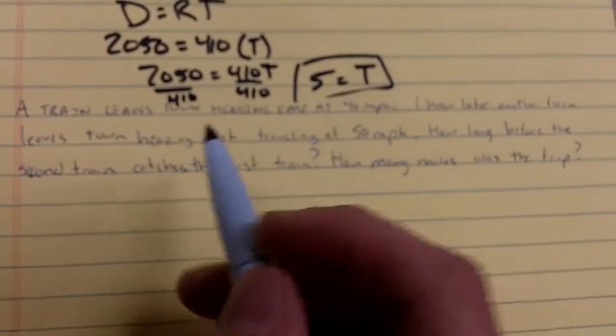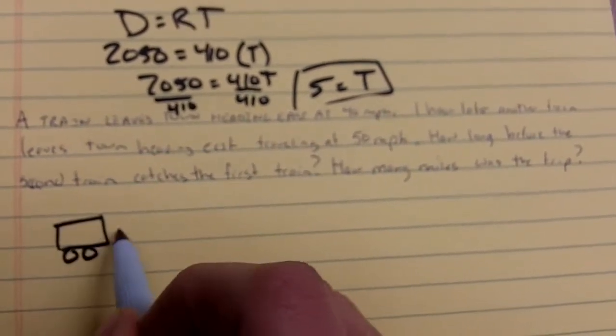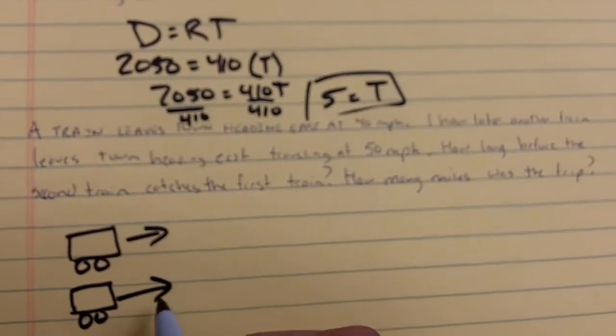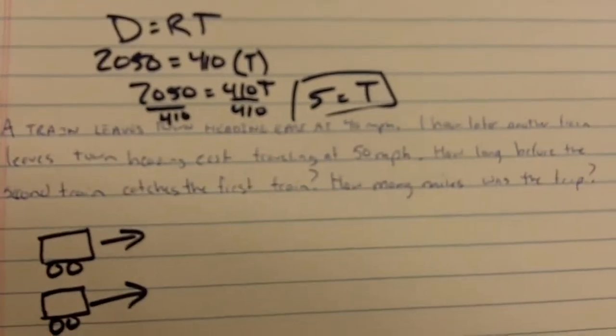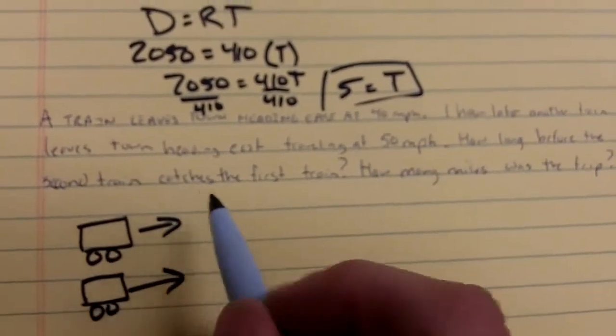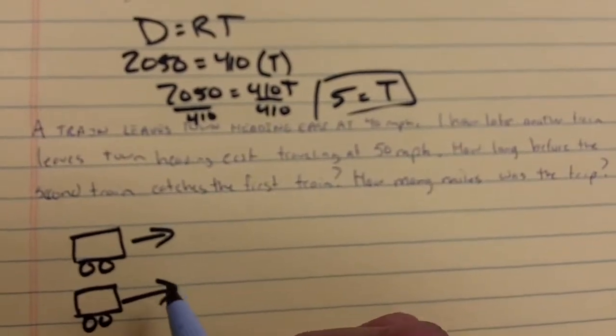So I've got two things going on. I've got one train leaving town. Here's my first train. It leaves, and then my second train takes off an hour later. So an hour later, that other train takes off. Here's the deal. I have two things going on, so I need to figure out what's the distance, rate, and time for each one, and then figure out some kind of relationship.